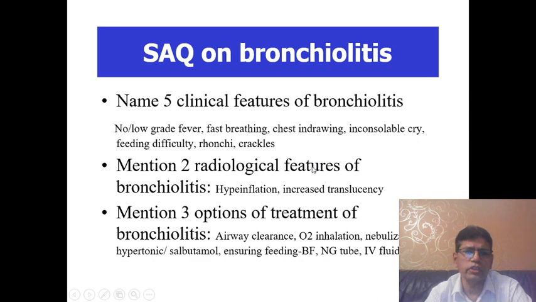Mention 2 radiological features of bronchiolitis: hyperinflation, increased translucency. Mention 3 options of treatment of bronchiolitis: airway clearance, oxygen inhalation, nebulization with hypertonic saline or salbutamol, ensuring feeding, either breastfeeding, NGT feeding, or IV fluid.